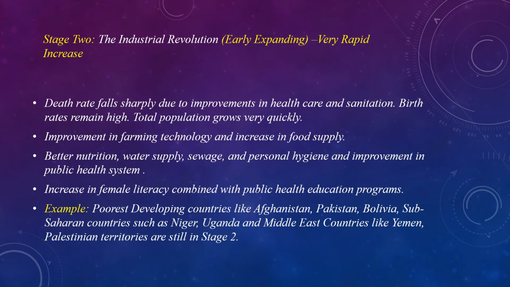For example, those countries which lie in this second stage, known as the Industrial Revolution stage or early expanding stage, are the poorest developing countries like Afghanistan, Pakistan, Bolivia, sub-Saharan countries such as Niger, Uganda and Middle East countries like Yemen and Palestine territories, which are still in this second stage.